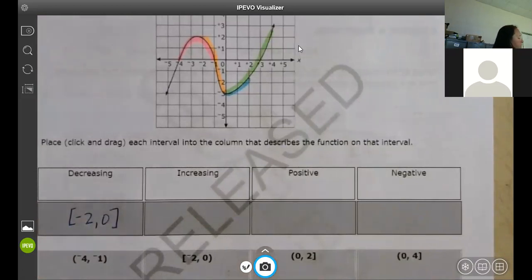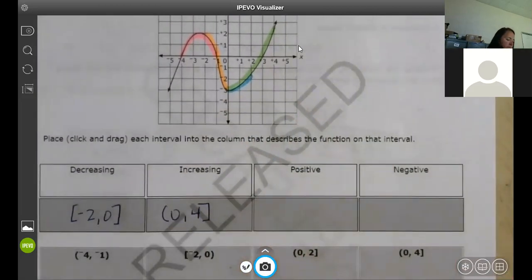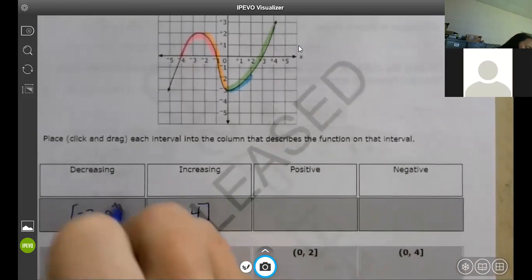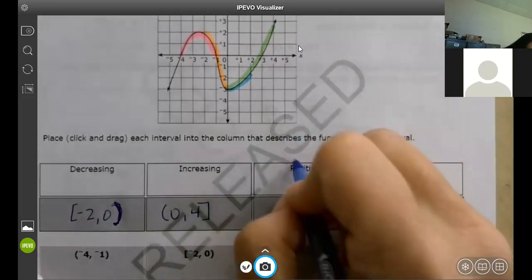Okay. Your next one, it says increasing. That means it's going up. So which one is continuously going up? Yeah, the green from 0 to 4. What's that bracket mean? Sorry, because this should not be a bracket. What's the bracket mean? It's a closed point, means it's included in the interval. Good.